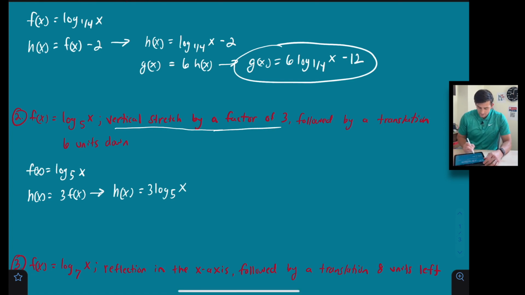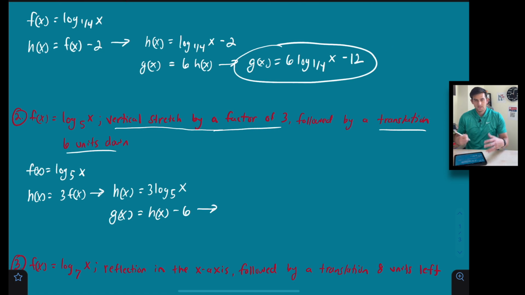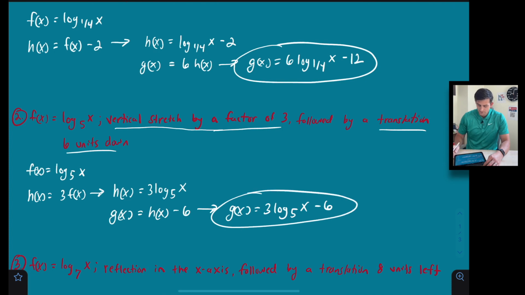Now we're going to translate 6 units down. So I'm going to say g of x would be what I have for h of x and then minus 6, right? So you kind of see how I'm formatting these, kind of a little bit of a pattern here, so you can keep organized as far as what's going on with your transformations. So now we can say g of x is equal to 3 times the log base 5 of x and minus 6. Okay, and that'd be number 2.